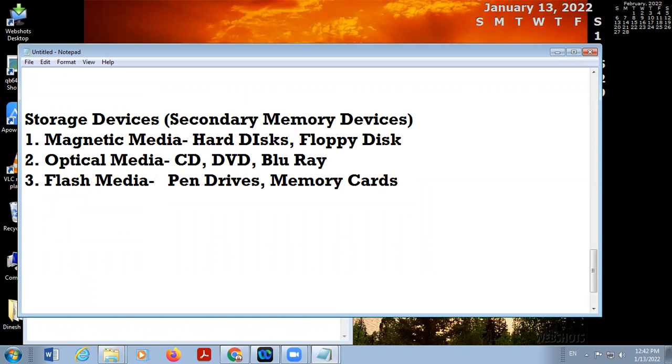Okay, so now one by one we will discuss these. First one is the floppy disk. Okay, students, tell me how much data we can store in the floppy.